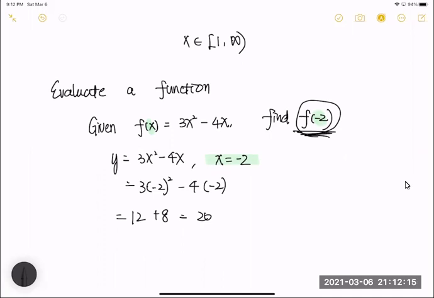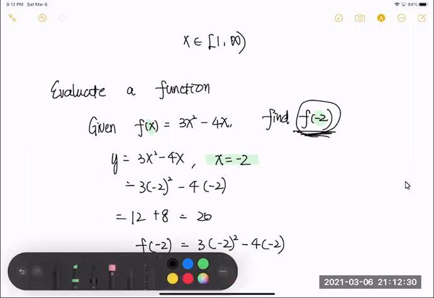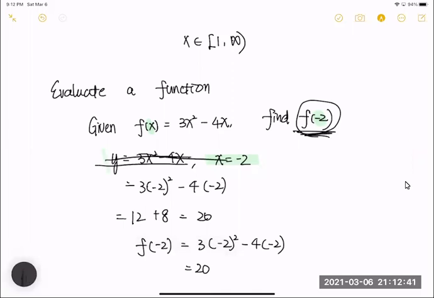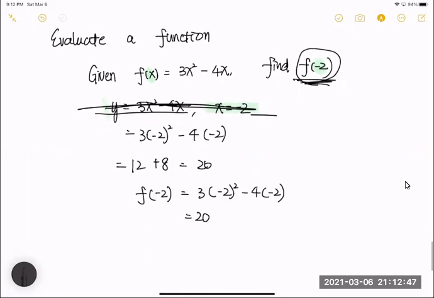But we don't write it in this way now. We write the simplest way. We write f of negative 2 equals 3 times negative 2 squared minus 4 times negative 2, which equals 20. So that means if you're really familiar with what f(x) is, you don't even need to write this part. We can just skip this line and just go to f of negative 2 equals, we substitute x equals negative 2 into the equation to find the value of y.